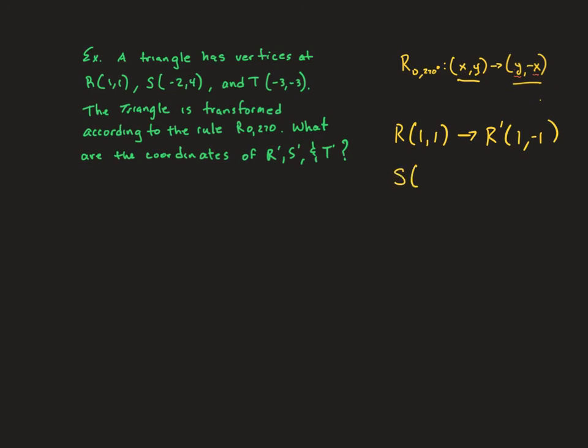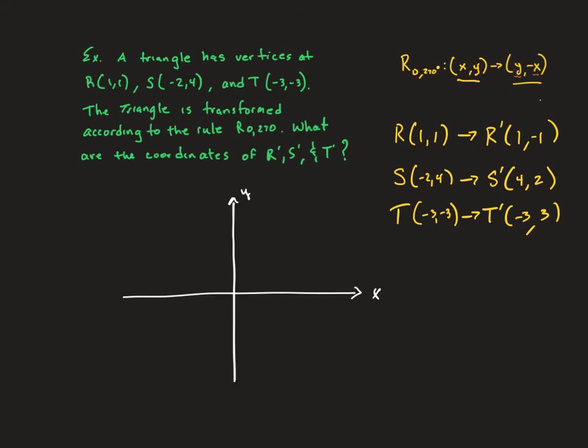So I have S, which is going to be -2, 4, and it is going to map to S prime, where my x value is going to be my old y value, and my y value is going to be the opposite of my x value. And then T is going to map to T prime, and that is going to be my new x value is my old y value, and my new y value is opposite my x value. Now, if I were to graph those, I would be expecting them to go as a 270.